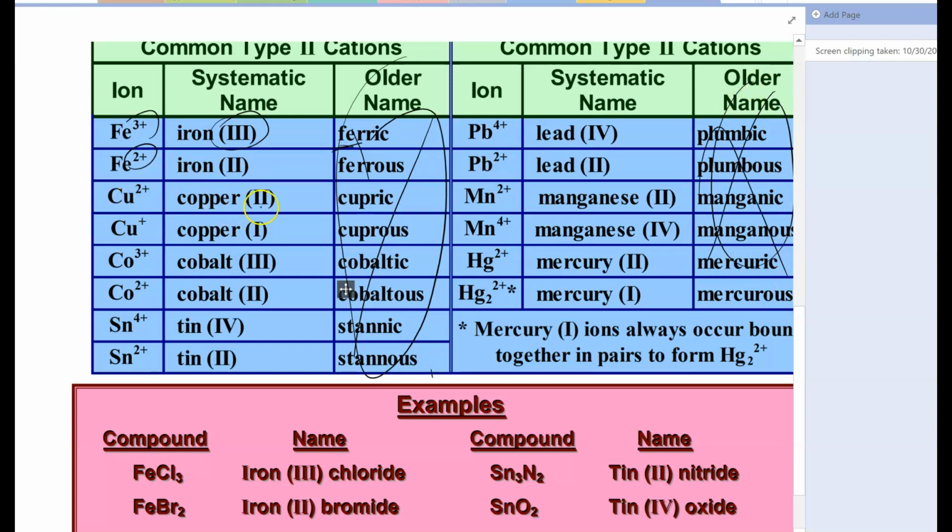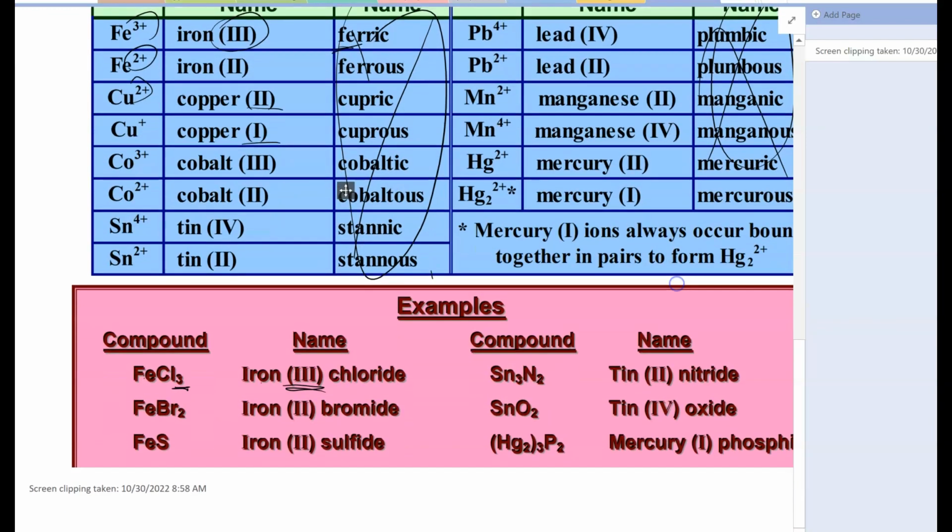So copper, if it's copper 2, then it's Roman numeral 2, copper 1. So all of the transition elements come with Roman numerals. So when we're naming them, we add the Roman numeral on there. So FeCl3 is iron 3 chloride. Where does that 3 come from? Well, you know that chloride is -1 and we put 3 of them there. So which means iron must have been +3 here in order to, again, make a neutral compound.